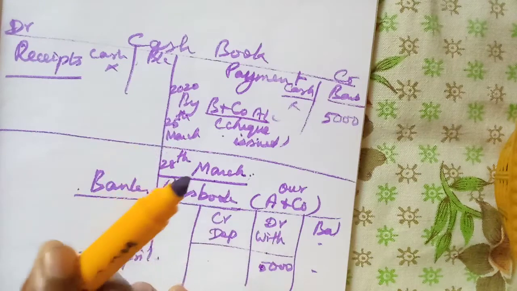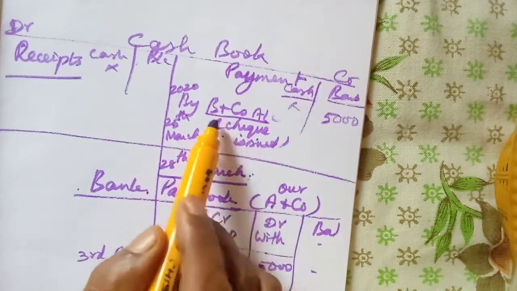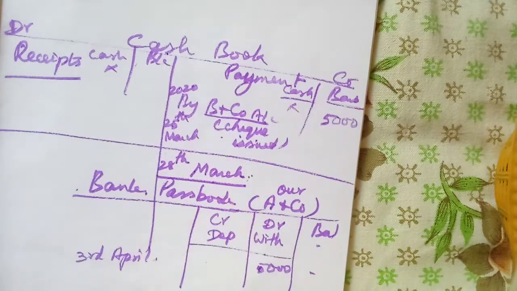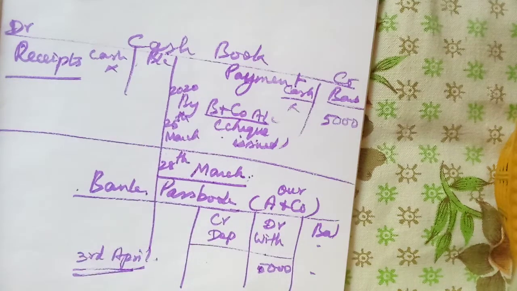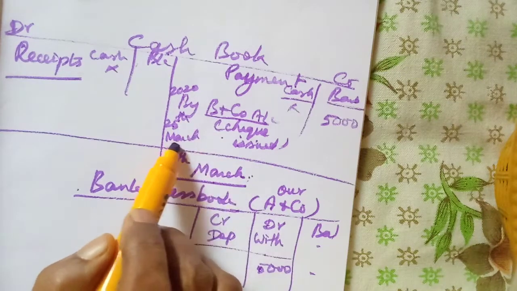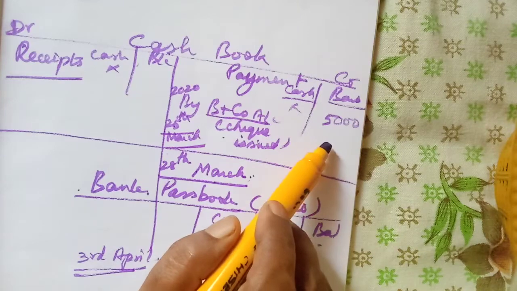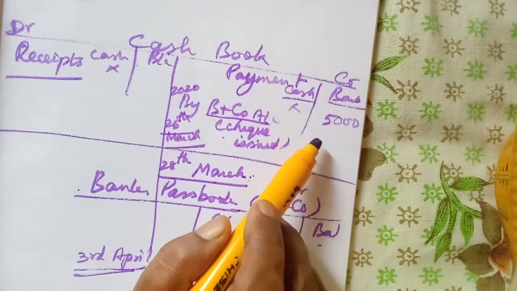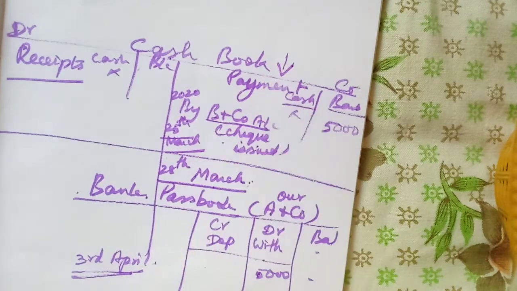So you have to imagine why this difference occurs. Because of the time difference, where the time of entering in the cash book and the time of entering in the passbook differs. That only I am explaining to you. When we enter in the cash book on 25th March, there itself we have credited. So this cash book shows less balance. Here the passbook on the same day, which one?